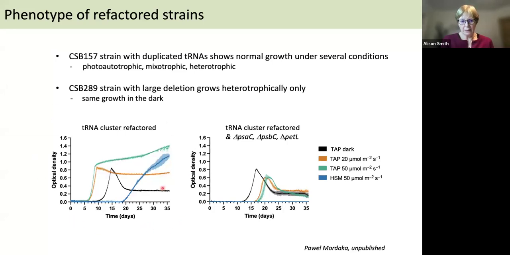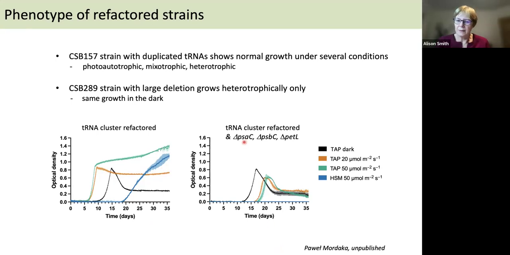If we look at strain CSB 157, so this is the one with the duplicated tRNAs, it shows normal growth under several different conditions. So the growth measured here is identical to that of the wild type strain. You can see in the dark, although it does grow, it then sort of peaks and tails off. And this is characteristic of all strains in the dark because light is really needed for normal functioning of many of the cellular processes. So it can keep going, but it's not very happy.